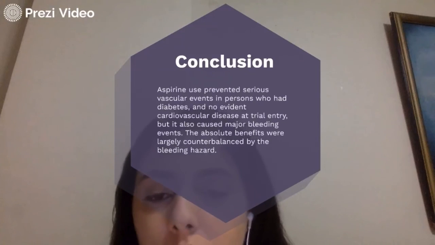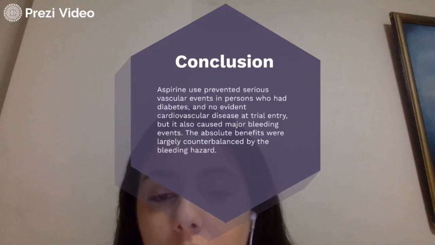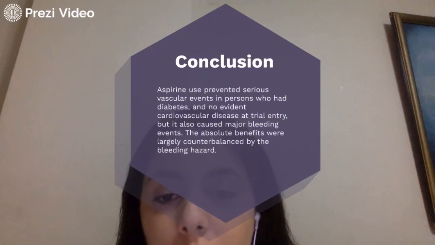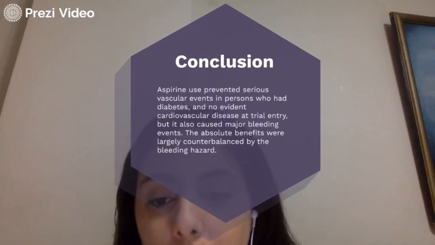Conclusion: aspirin use prevented serious vascular events in persons who had diabetes and no evident cardiovascular disease at trial entry, but it also caused major bleeding events. The absolute benefits were largely counterbalanced by the bleeding hazards.